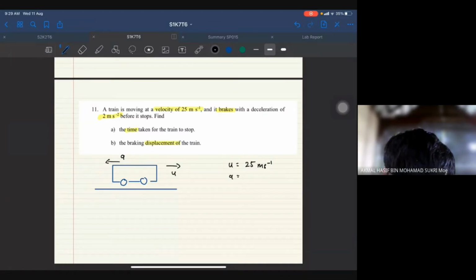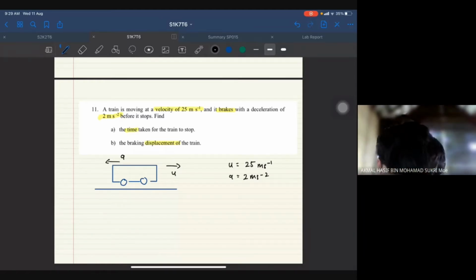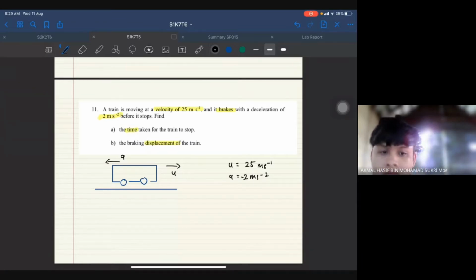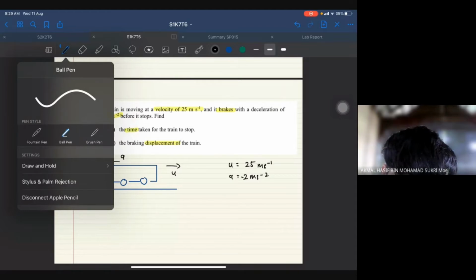A equals 2 meter per second squared. Is A positive or negative? Negative. Okay, negative. So you put negative down here so that you don't forget. Okay, so let me repeat, because this one is deceleration, obviously its direction of acceleration is opposite to its motion. That's the only way it will decrease in velocity. Like friction. Okay, then the question we need to find, what is this? What is this?